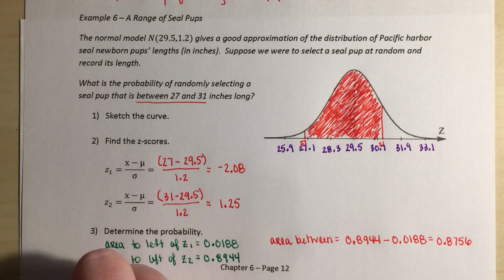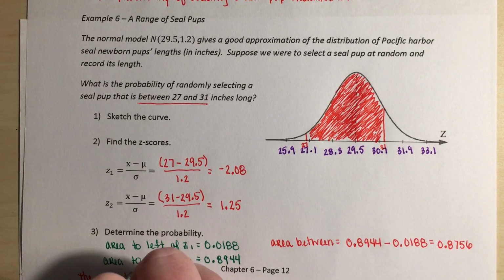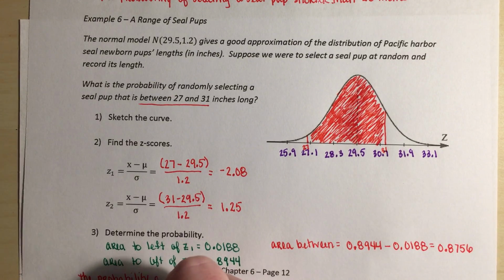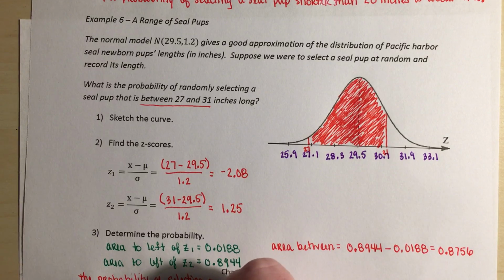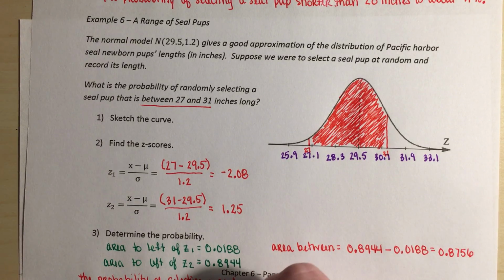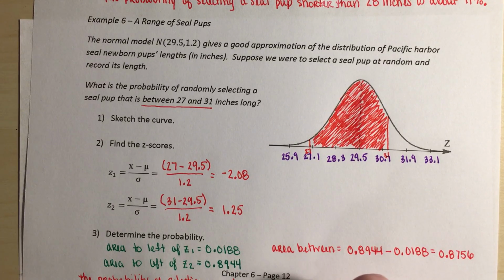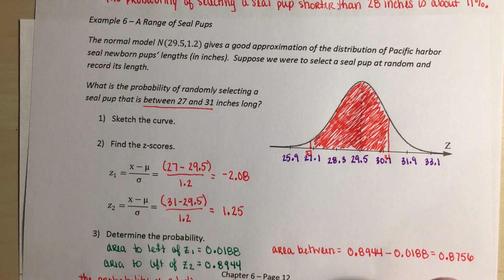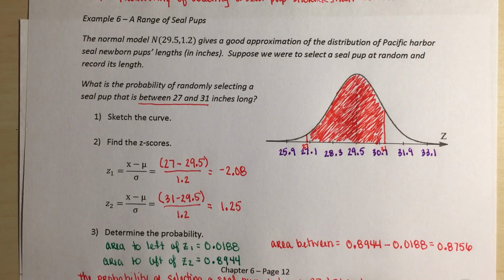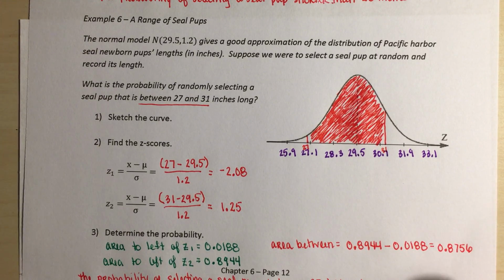So the probability of selecting a seal pup between 27 and 31 inches is about 88%.